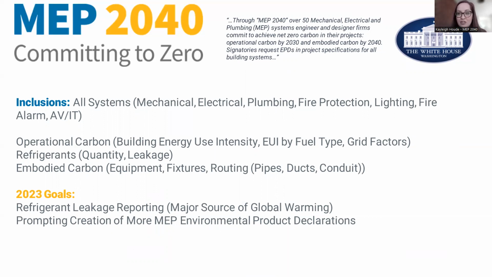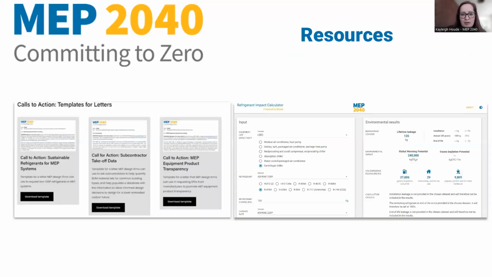Also, we had a nice shout out in the White House press release. I think it was 2 months ago, but nice to see that's being recognized at a more global level. Next slide. Just a couple of resources available. So we do have some templates on the site that you'll see against things like asking for EPDs so that you have a template to be able to send to manufacturers and just some language to help you out. So you can always go there and find a few resources on MEP2040.org. And then we also have a refrigerant impact calculator at refrigerantimpact.org.